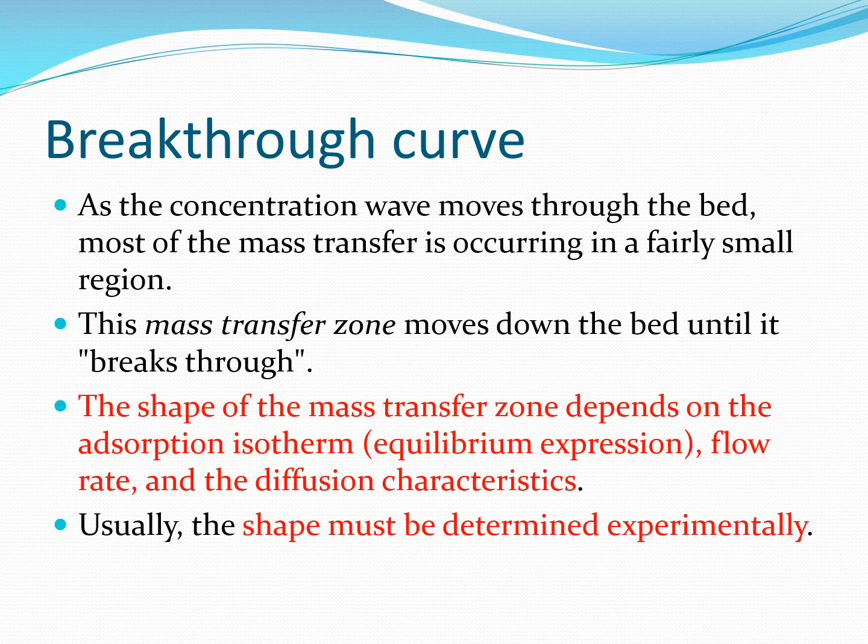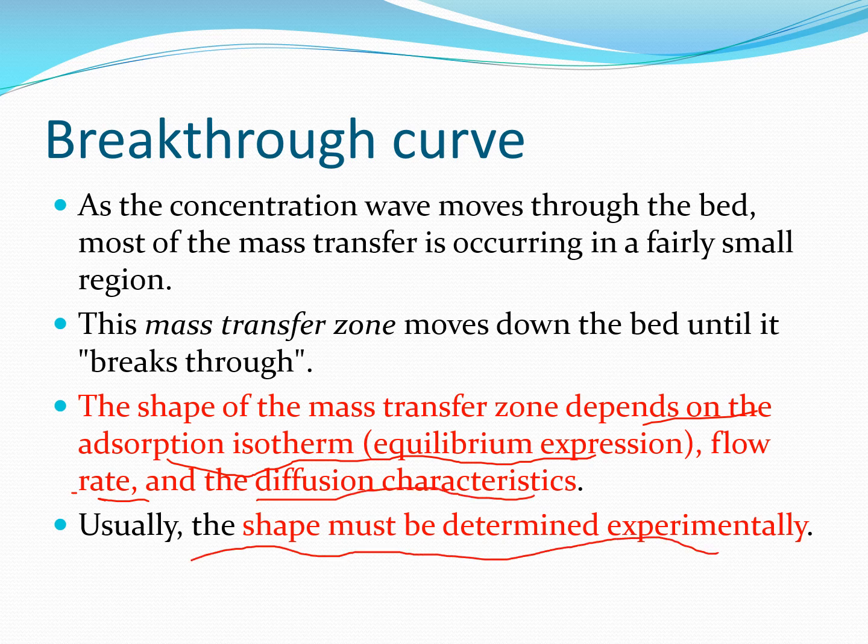These are the points you can read, which I have explained, just for you to read again. As a concentration wave moves through the bed, most of the mass transfer is occurring in a fairly small region. This mass transfer zone moves down the bed until breakthrough. The shape of the mass transfer zone, as I told you, could be different, depending upon the adsorption isotherms, equilibrium expression, flow rate, and diffusion characteristics. So the shape must be determined experimentally, because you are taking samples after certain times, and on the basis of the readings, the graph trend is formed.